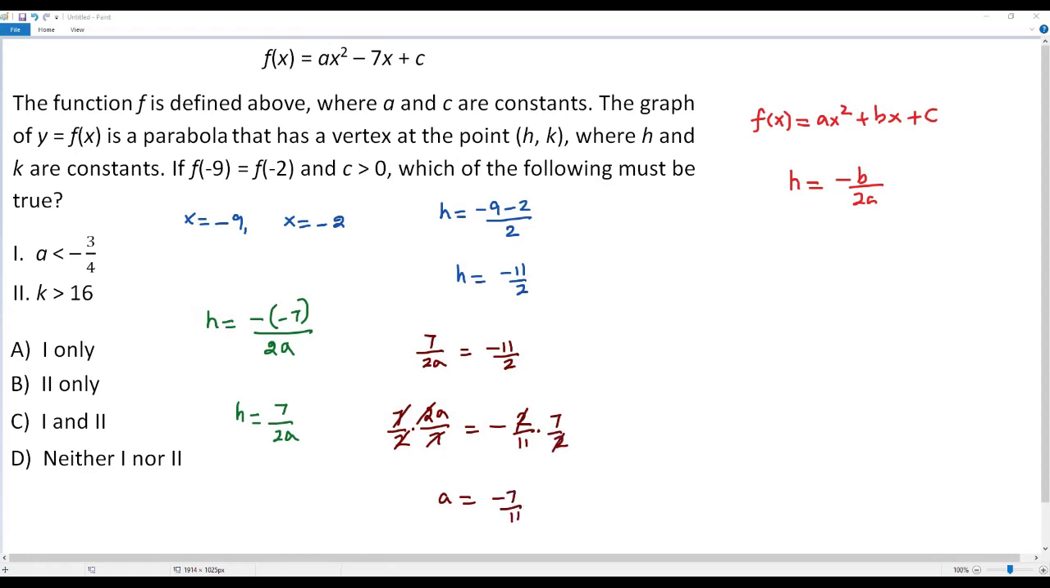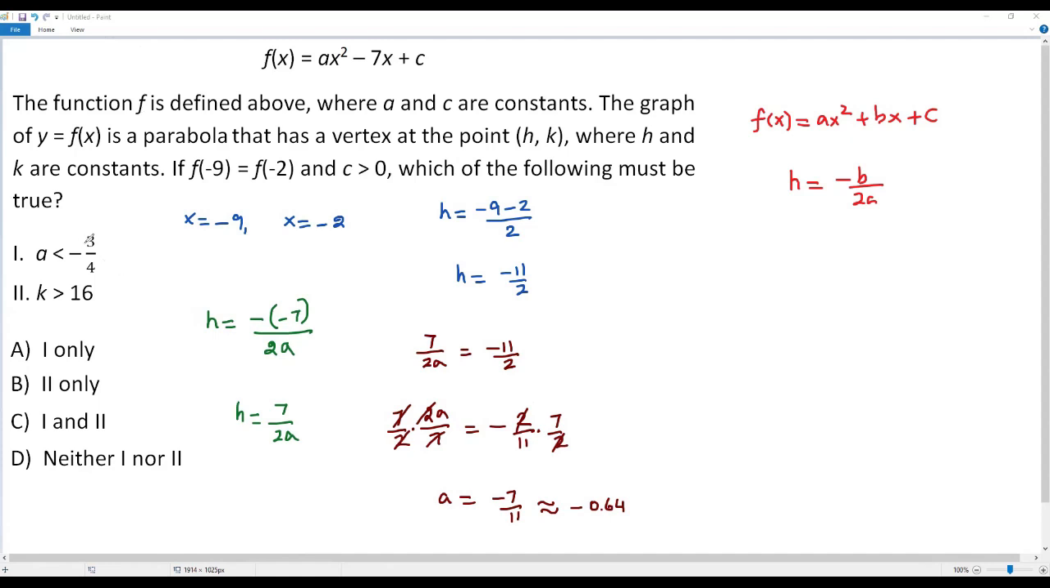Now let me get the exact value of negative 7 over 11. When I divide 7 by 11, I'm getting a very long decimal, 0.6363, it keeps going. Let me round this value to the nearest hundredth, then I'm getting negative 0.64. Here I got the value of a, that is negative 0.64.